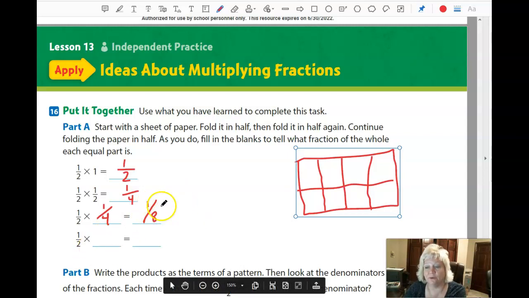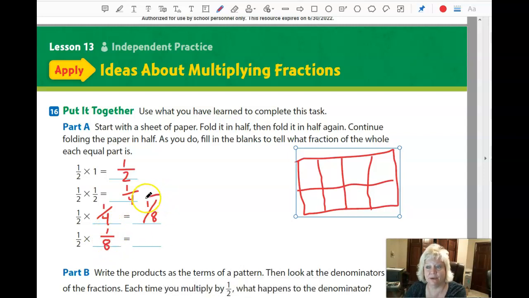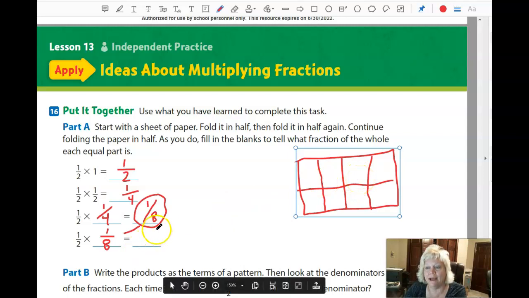Now it says fold it in half again, and from 1/8, I would have, because I'm taking this number right here and moving it down to that one because I already have 8 pieces. And if I folded it in half again, I would have 1/16.